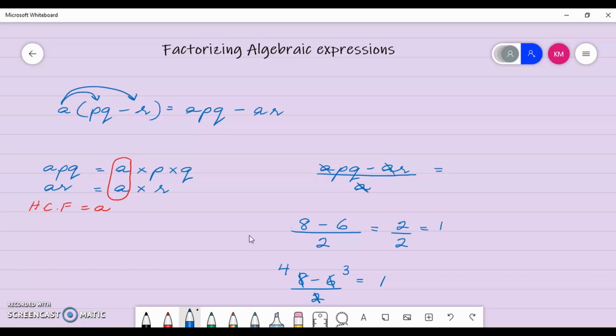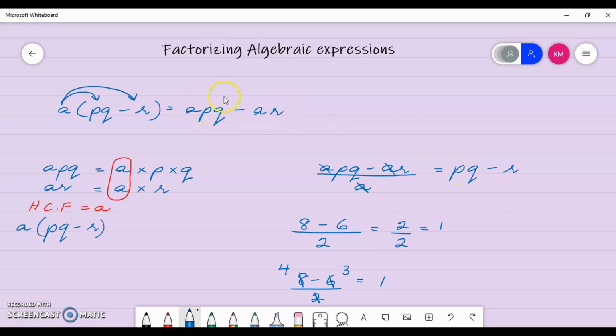So I'm dividing throughout by A in my expression here. I'm canceling that A with those two A's and I'm going to be left with PQ subtract R. So now we can write our HCF, which is A, multiplied by that factor PQ take away R.